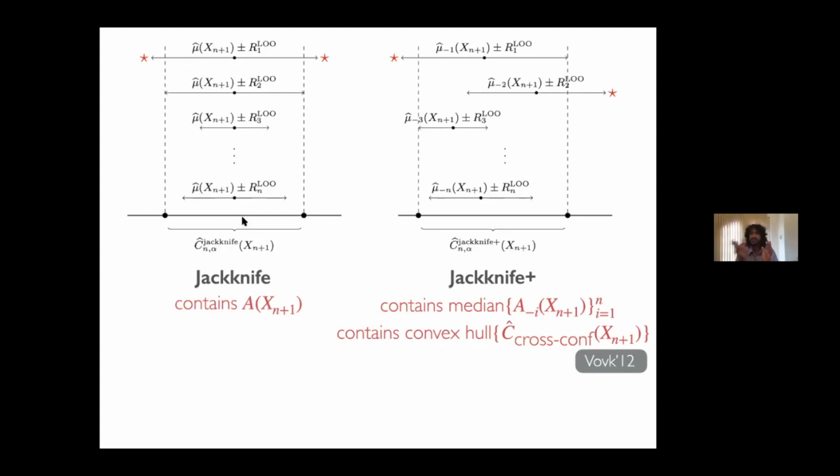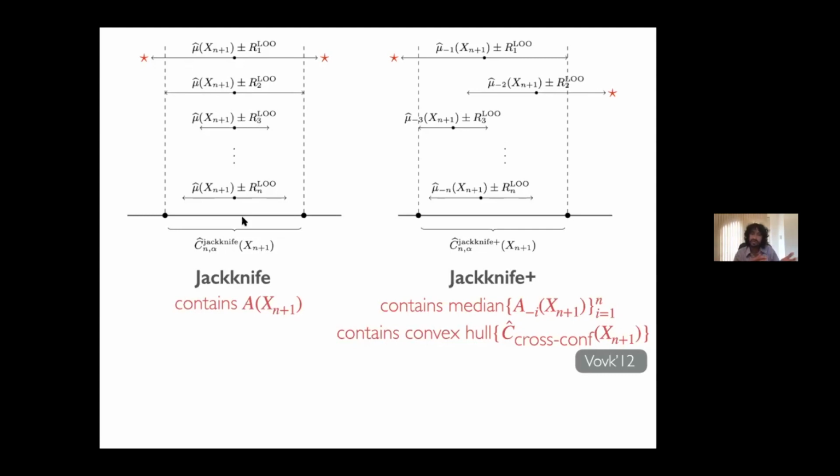It centers each of these intervals at a slightly different point. And so actually, if you take the 1 minus alpha quantile of those, it's likely to be a little bit larger, which is why it has some guarantees. It's intuitively a little bit more conservative than jackknife. So what can you prove?